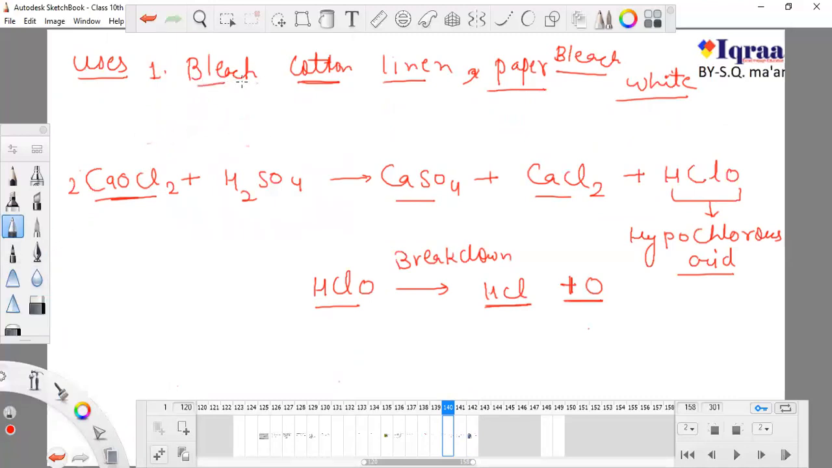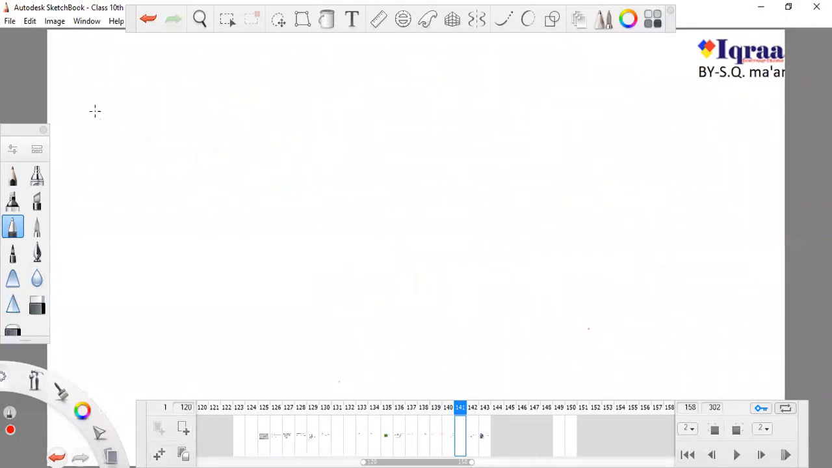So the first use of bleach is whitening or removing color, and the second process is oxidizing. Now what is the use of oxidizing? First of all, let me tell you a very important thing: oxygen is our life, but this oxygen can kill us.